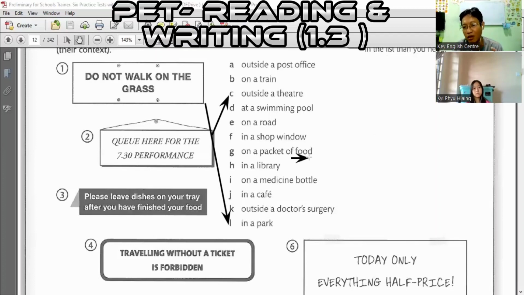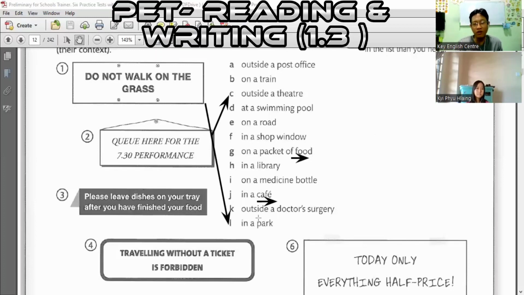How about another alternative answer? In a cafe. So which is more possible? On a packet of food, maybe throw litter after eating in the dustbin, for example. Throw litter into the dustbin, keep away the children like this. They two are possible. G or J. Okay, let it be, and then we come to know more about this.